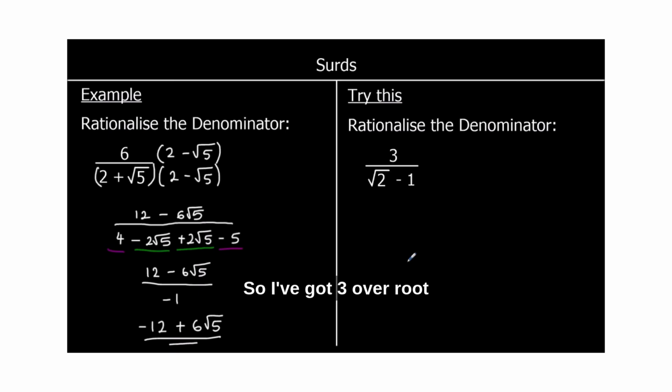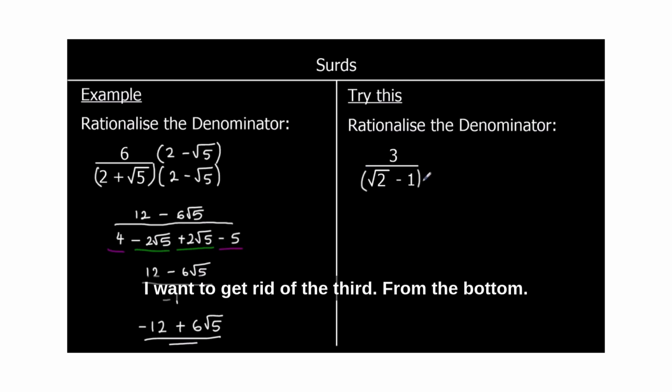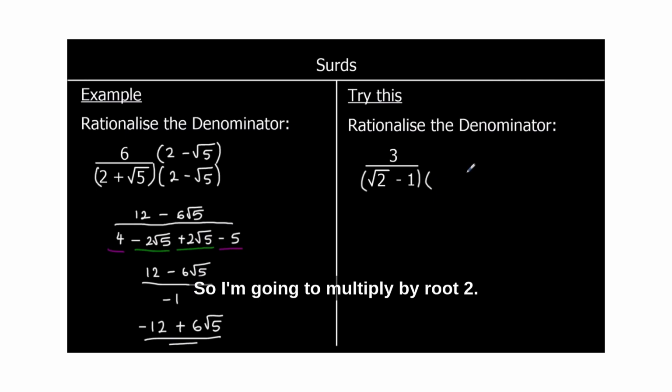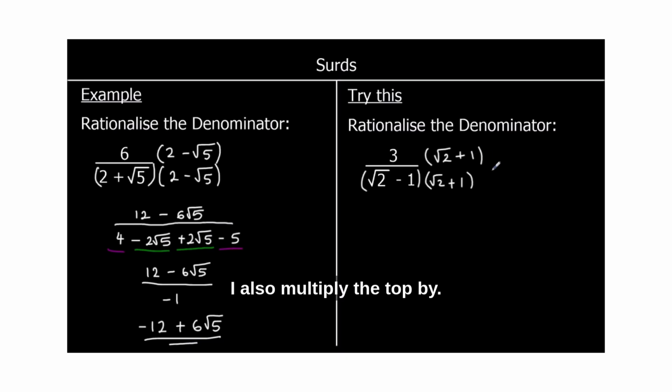Okay, so I've got 3 over root 2 minus 1. I want to get rid of the surd from the bottom, so I'm going to multiply by root 2 plus 1 this time. And whatever I multiply the bottom by, I also multiply the top by.